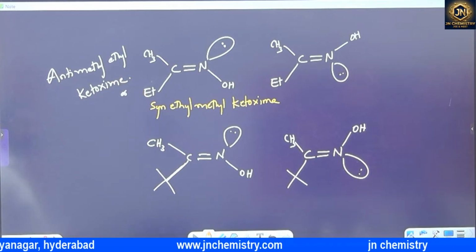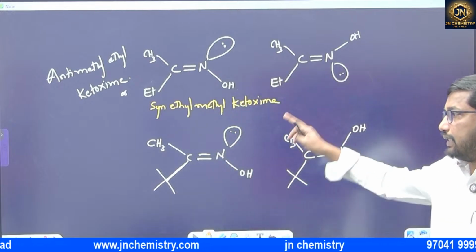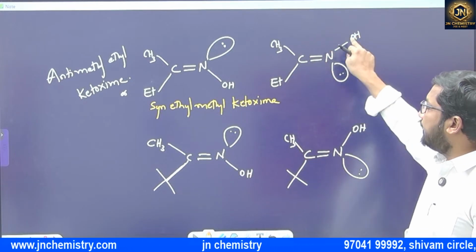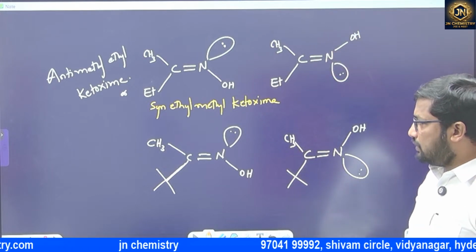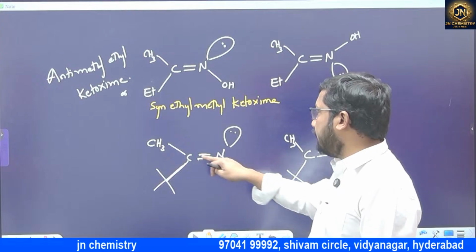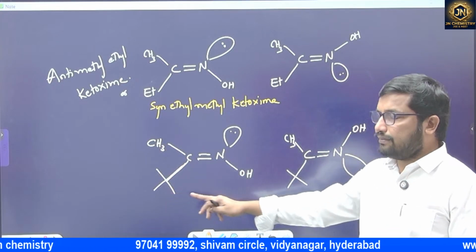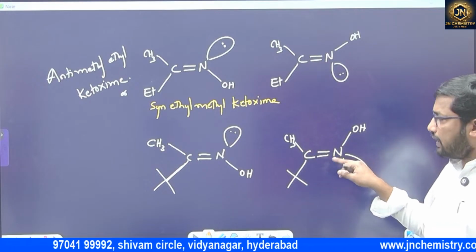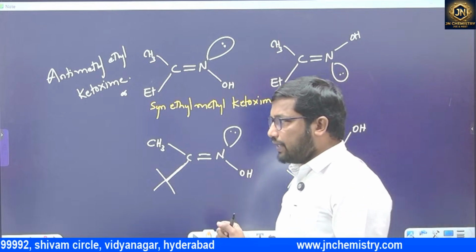In this case, opposite here, exactly. Syn methyl ethyl ketoxime or anti ethyl methyl ketoxime. Write it down. Here it is syn tertiary butyl methyl ketoxime or anti methyl tertiary butyl ketoxime. In this case, syn methyl tertiary butyl ketoxime or anti tertiary butyl methyl ketoxime. Write it down. If you have any doubt, let me know.